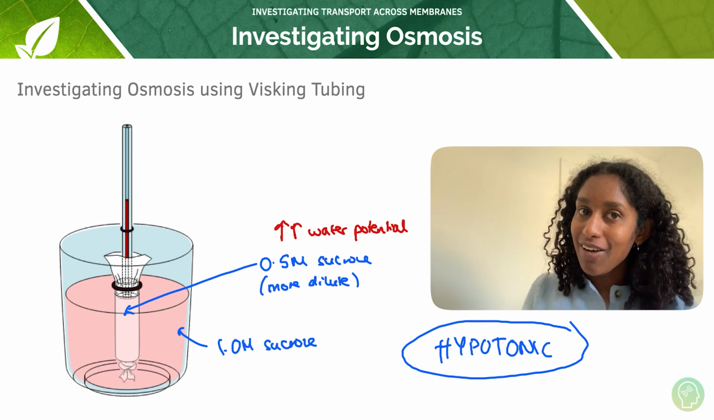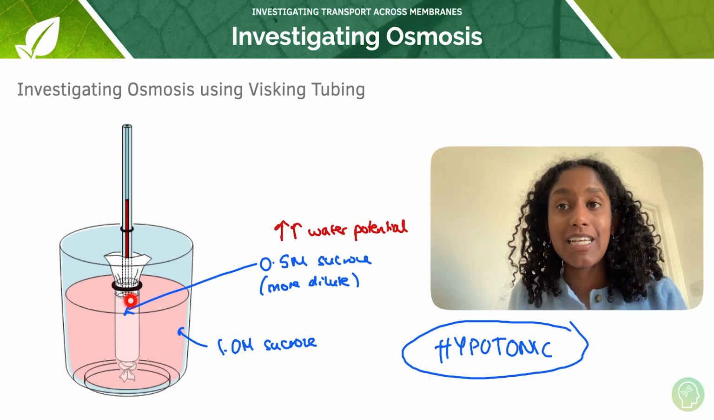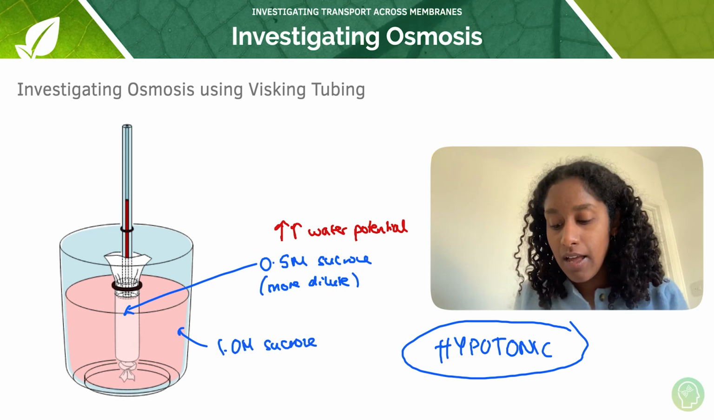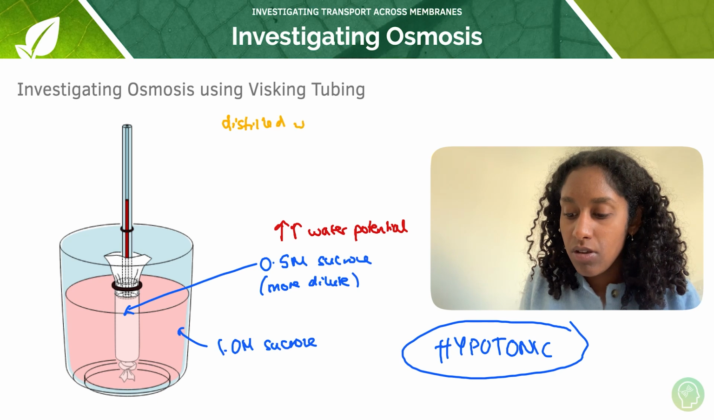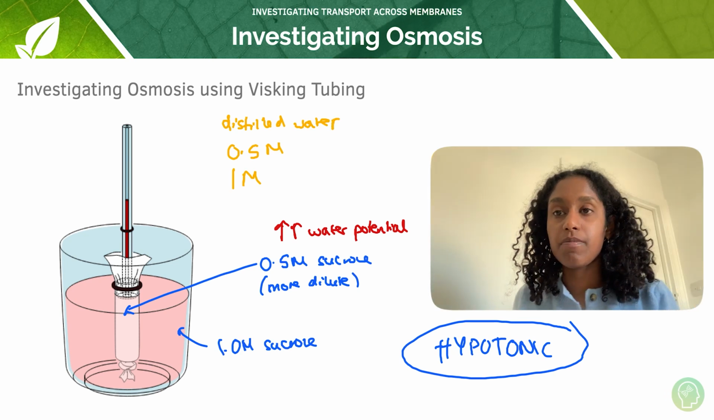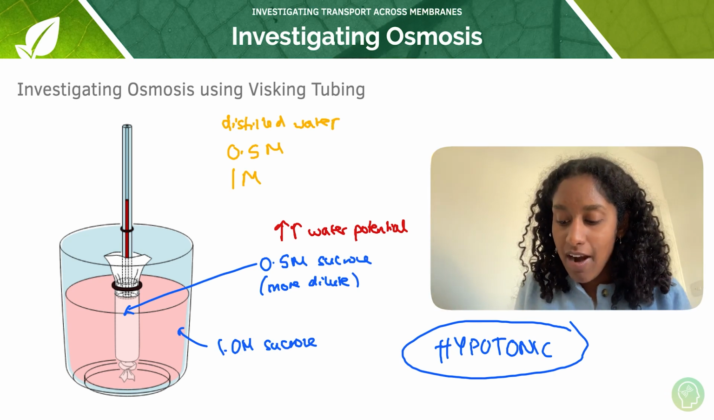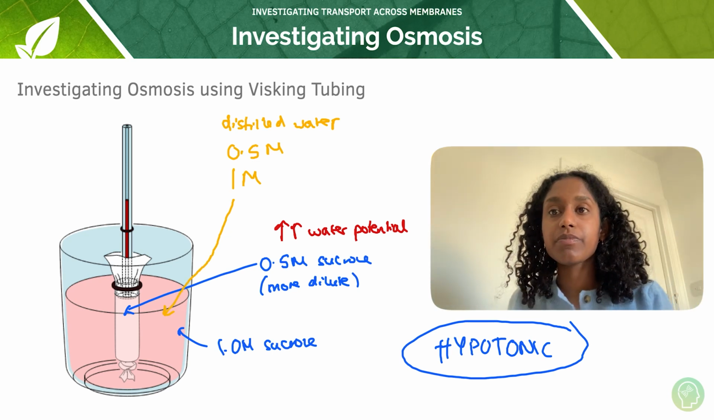So that was a lot that we covered there. Remember, the solution inside our Visking tubing is staying the same. It's always going to be our 0.5 molar of sucrose. The solution outside in our beaker is going to change. It's going to be either distilled water or 0.5 molar sucrose solution or 1 molar sucrose solution. So those are the 3 varying solutions that we had outside our Visking tubing.